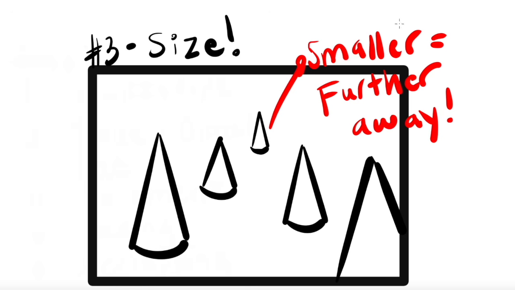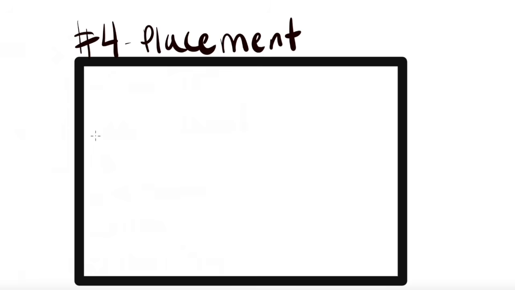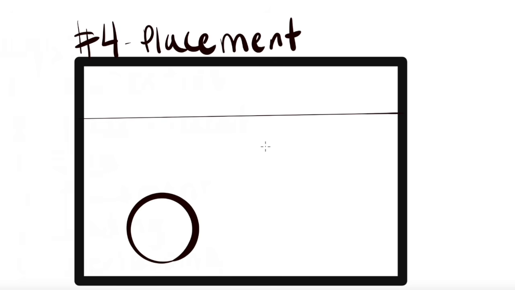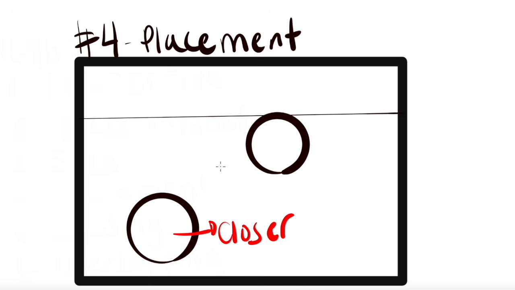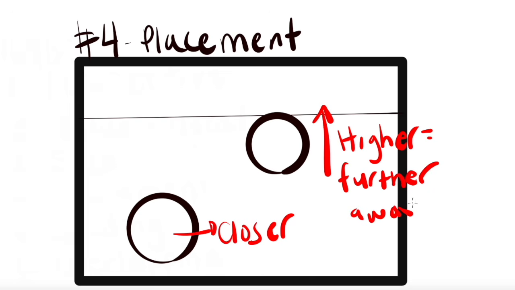This also ties into our 4th technique, which is placement. This is the concept that objects that are closer to the bottom of the paper are closer to the viewer, and objects that are higher up on the paper are considered further away. This comes in handy, like this example here, where we have 2 circles about the same size. We're able to tell that one is much further away, so we give a sense of space.